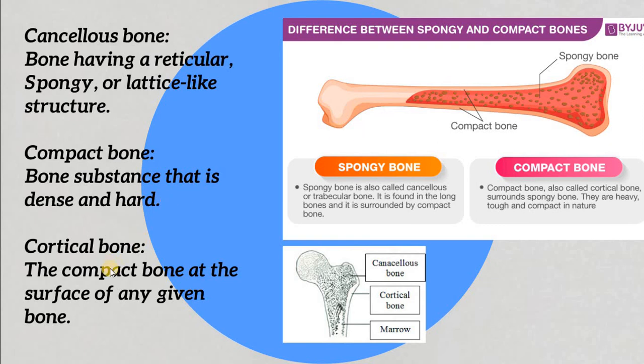While cortical bone is the compact bone at the surface of any given bone. Any bone you take, the surface of the compact bone is named cortical bone. So if we have cancellous bone and we have cortical bone, the surface of this compact bone is named cortical bone. So we sometimes name it cortical plate.